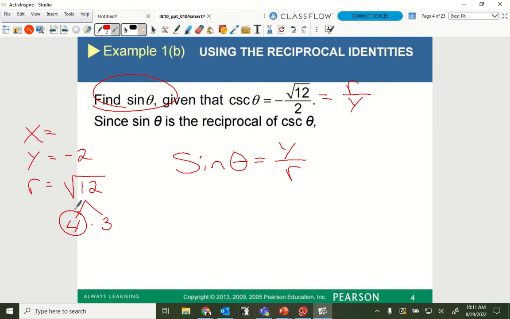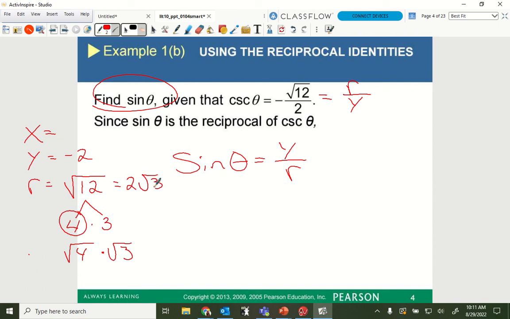So inside here, I'm going to have square root of 4 times square root of 3. By factoring this out, it's going to simplify. Square root of 4 is 2, and then that square root of 3, I just leave alone. So let's go back over here. As I do this, my R value is now 2 square root of 3.